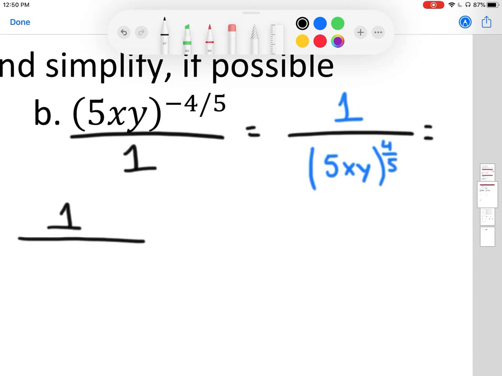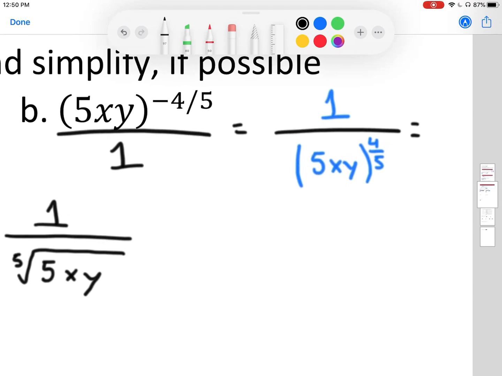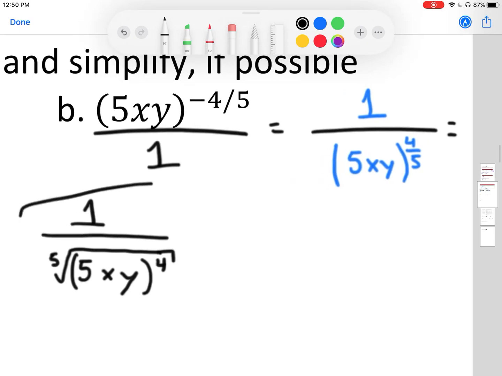And let's rewrite it as a radical. So I have the 5th root of 5xy, all of which is raised to the 4th power. You can write it on the inside or on the outside, it's your call. I can't really do anything with that 4th power. I can include it in, but I can't simplify any further. So this is my answer.